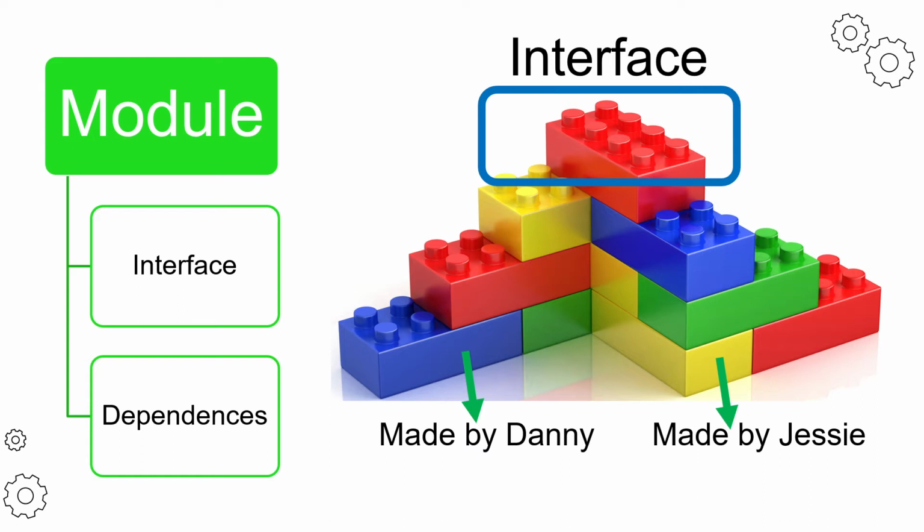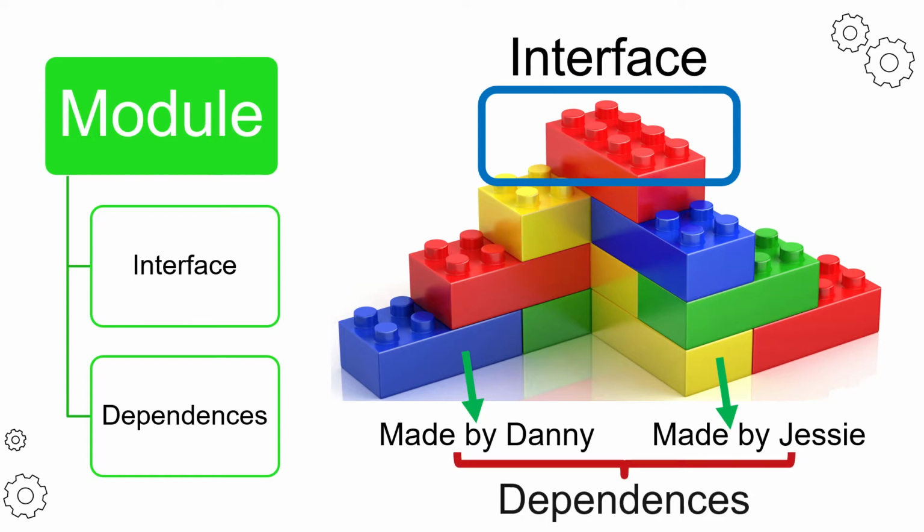So in this example, we have some Lego blocks that are created by other people. For example, we have one made by Danny and the other one made by Jesse, right? And these are the dependencies for your module.